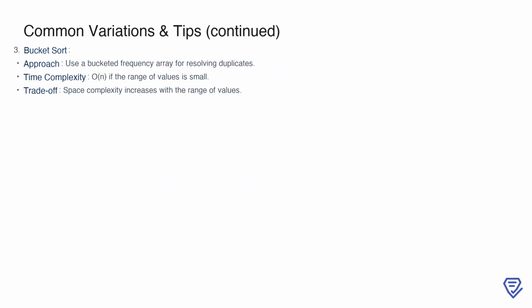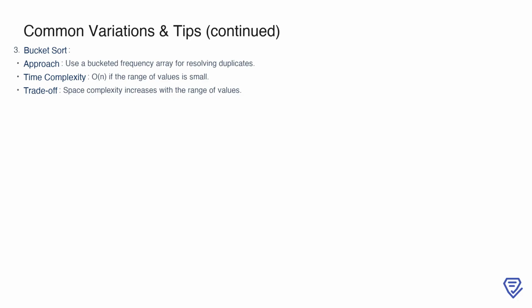Finally, another alternative to consider is using bucket sort. This approach involves creating a bucket frequency array to resolve duplicates. If the range of values in the array is small, bucket sort can achieve an O(n) time complexity, making it highly efficient. However, the trade-off comes in the form of increased space complexity, which grows with the range of values. This method is particularly useful when you need to optimize time and can allocate additional space.